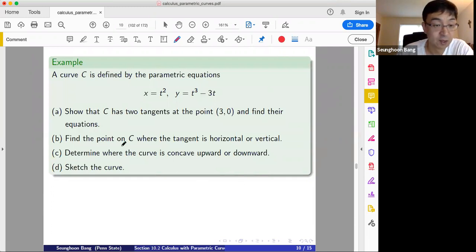Let me see, what do you think? Is this possible? The curve C has two tangent lines at only one point. The parametric curve has two tangent lines at one point. Yes or no? What do you think? Write your answer on the chatting board.